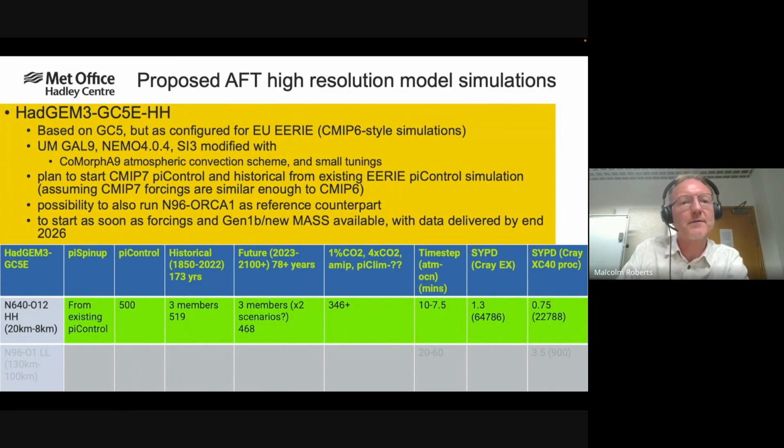So the plan is to run 500 years of PI control, 3 members of the historical, 3 members of the future, possibly with 2 scenarios yet to be decided, and then several of the other simulations that have been described before. And then, as I say, on the new machine, we at least know that we can run at a bit more than a year a day. So depending on how many nodes we can get, we do have that capability. Next slide, please.